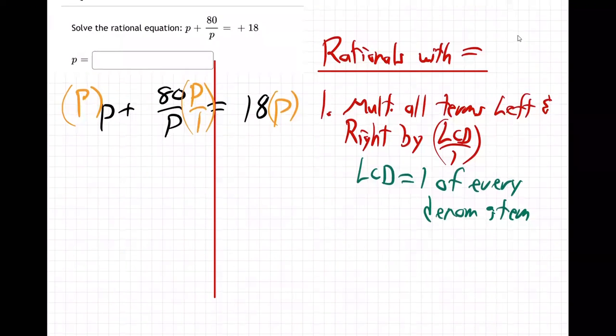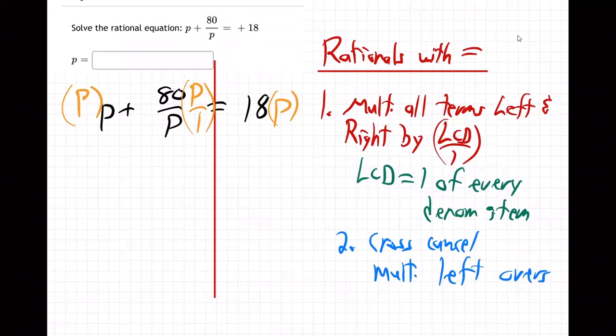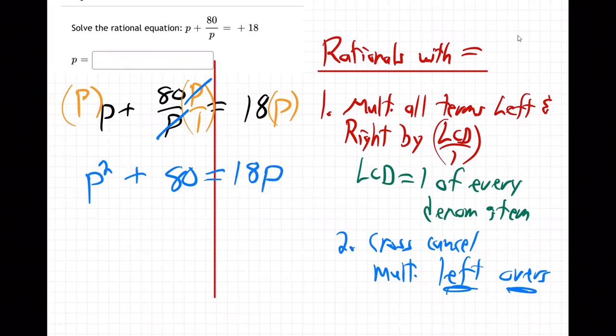And then step 2. Cross cancel. Anything in the top, that means top and bottom, right? We cancel top and bottom. And then multiply whatever's left over, multiply the leftovers. Cross cancel, multiply the leftovers. So that means right here, these P's will cancel, and I'll bring down the 80. These P's multiply. And this is 18P. Does that make sense what happened?